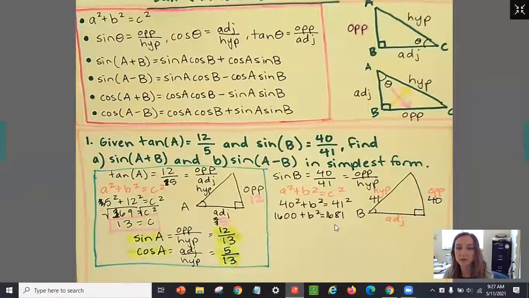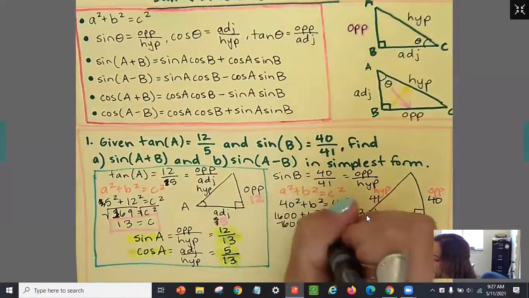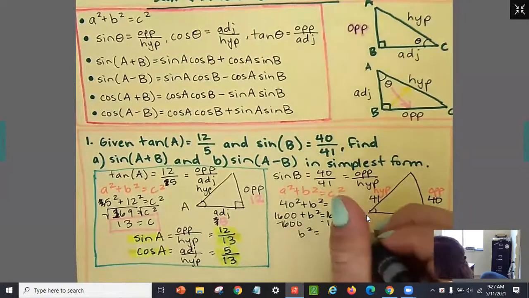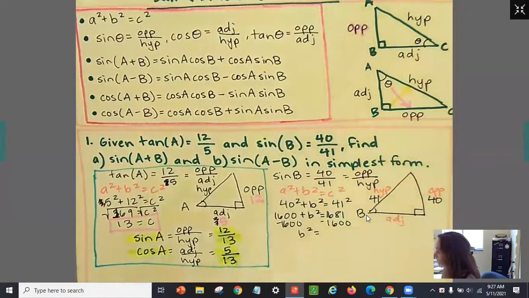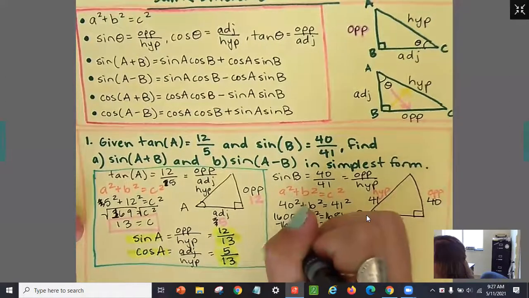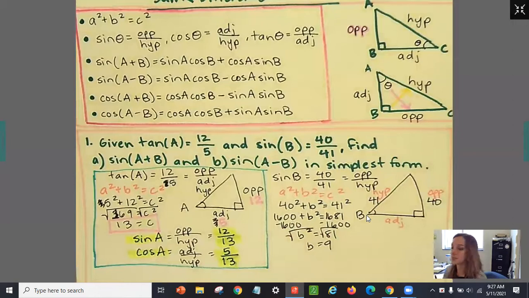Now we can start solving. We're going to subtract 1600 from both sides, and we get b squared equals 81. Is this supposed to be 81 here? Yes, it is supposed to be 81. So we take the square root, and we get b equals 9. So the adjacent side is going to be 9 in this triangle.